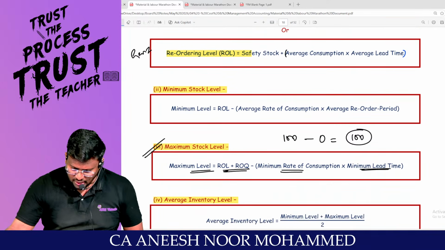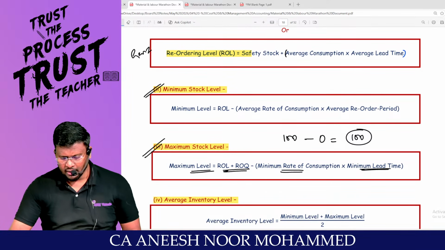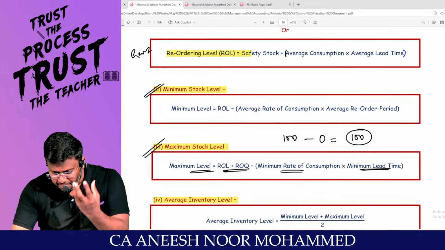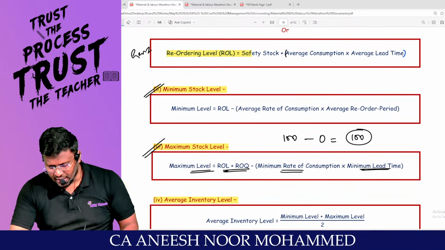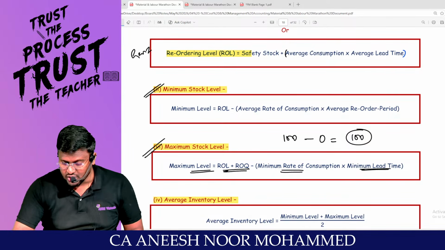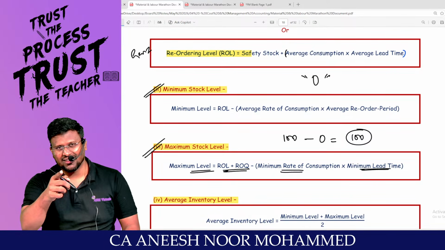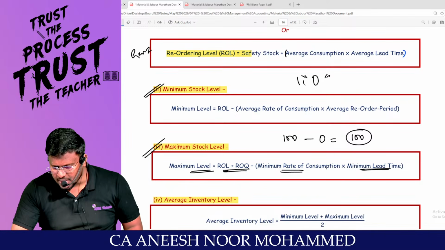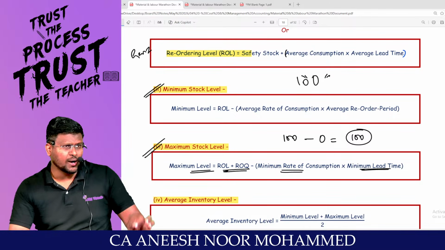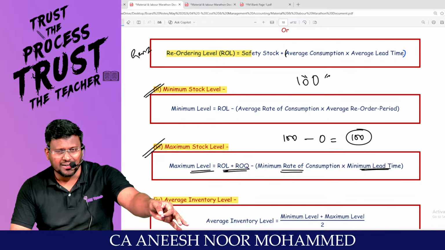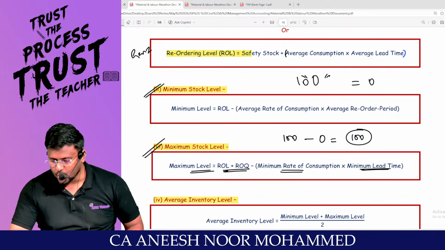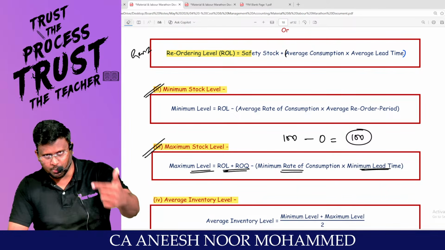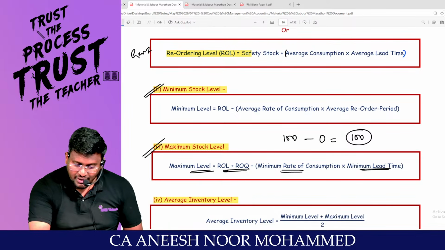I'm coming to the next one: minimum stock level. I want a minimum as the answer. To get a minimum as the answer, if I reduce maximum, it's the opposite logic, I will get 0 as the answer. Am I right? Because if you want to get minimum, if I reduce maximum, what is the maximum mark? 100. If you want minimum marks and you reduce maximum, you will get 0 as the answer. Hence, don't reduce minimum. For maximum, minimum has to be reduced. For minimum, average has to be reduced.